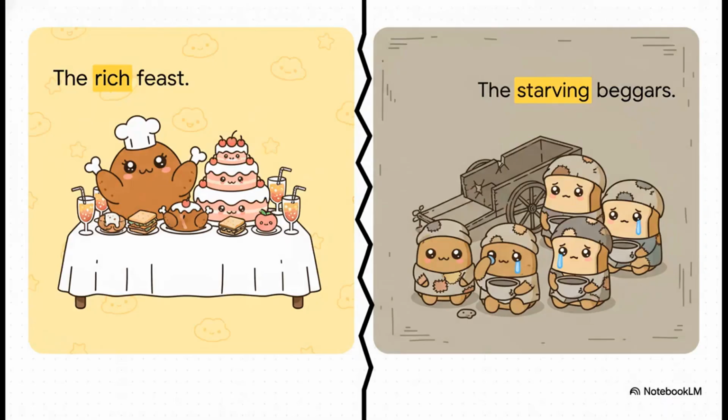Just look at this example. On one side, a rich feast. On the other, starving beggars. Now, sure, you could describe each one separately, but putting them side by side like this, it tells an instant, powerful story about inequality and tension. The feast seems even more lavish, and the poverty feels even more desperate, all because they're being compared.